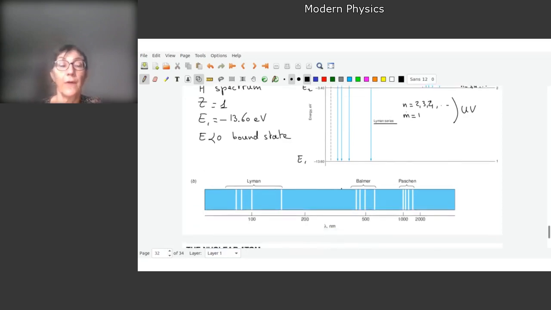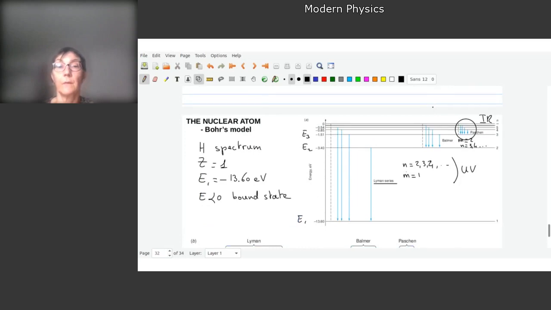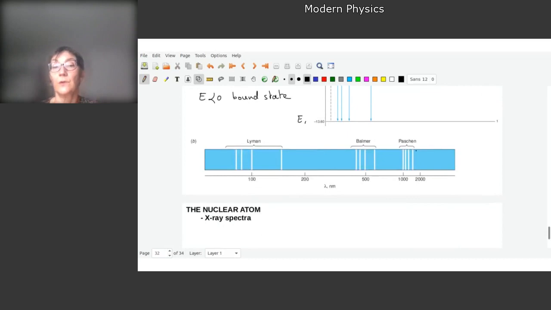If you put all of them on the same spectrum, you have the wavelength in nanometers. You have the smaller wavelengths, the Lyman series, at higher energies, and Paschen, which goes up to 1000, 2000 nanometers, so it is infrared, then visible, and this is UV. So I will stop here now.